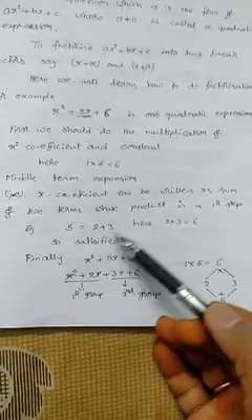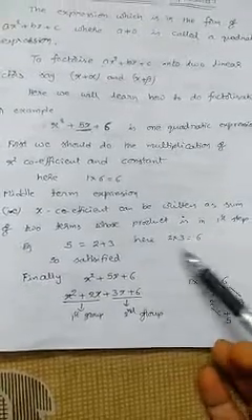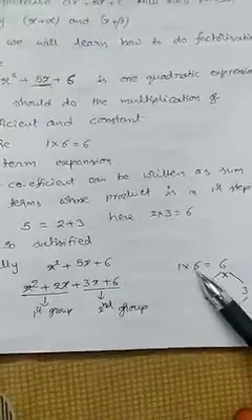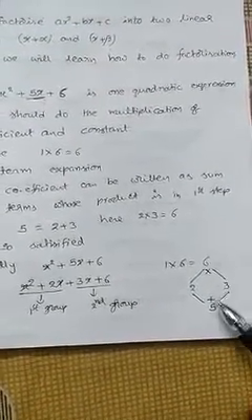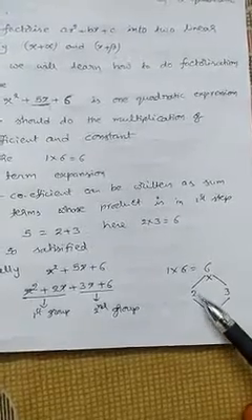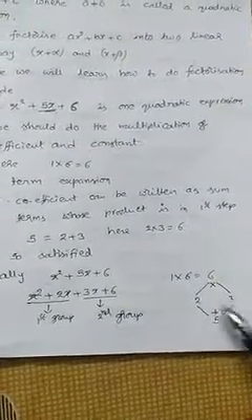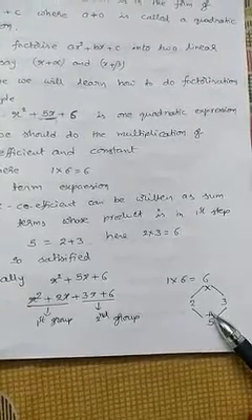Here for 5 I wrote 2 plus 3. That means 2 into 3 equals 6, so it is possible. So take such values: 2 plus 3 equals 5. Product will be 6, sum will be 5. Those two factors are the required factors. Here 2 into 3 equals 6, and 2 plus 3 equals 5, so it is satisfied.